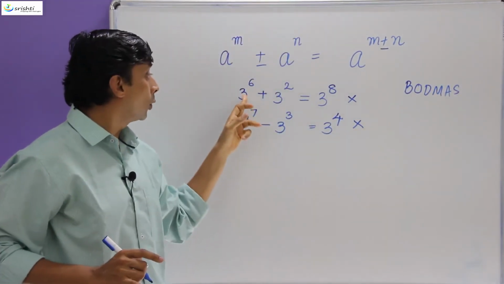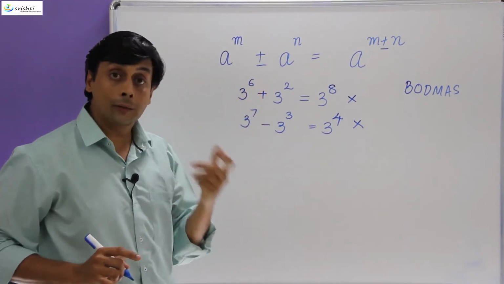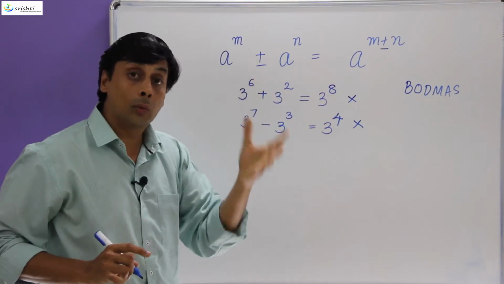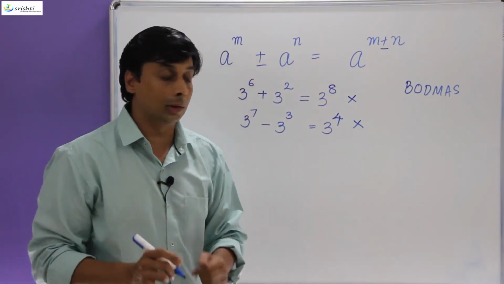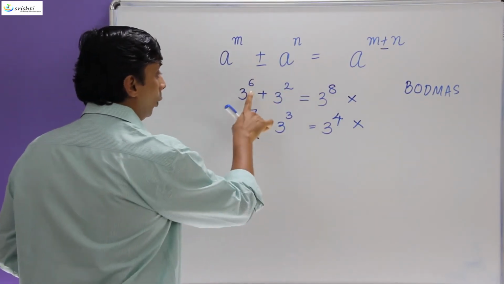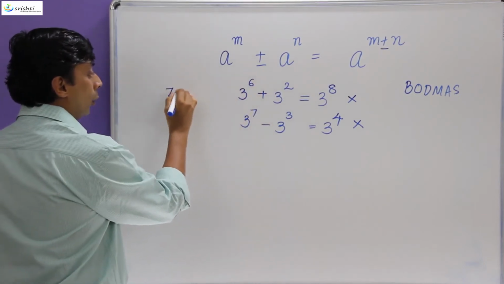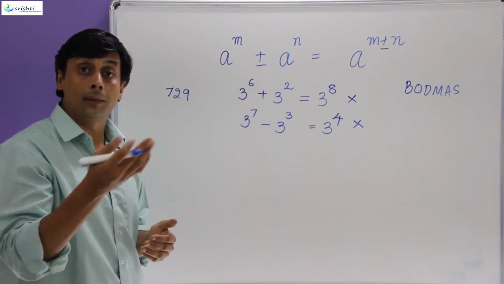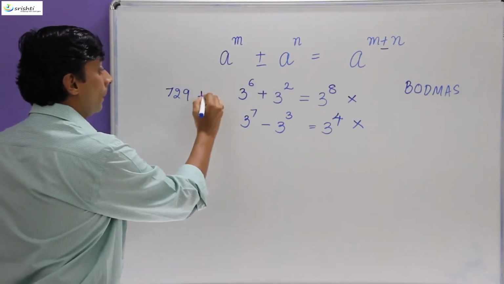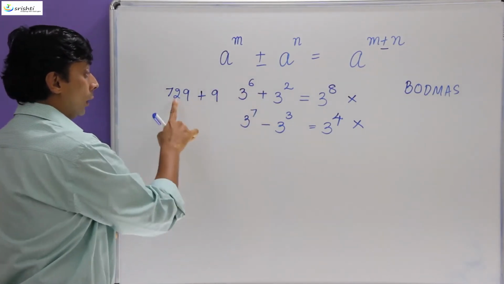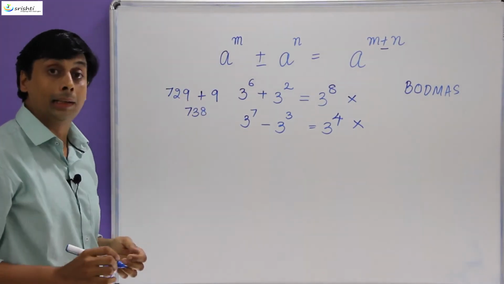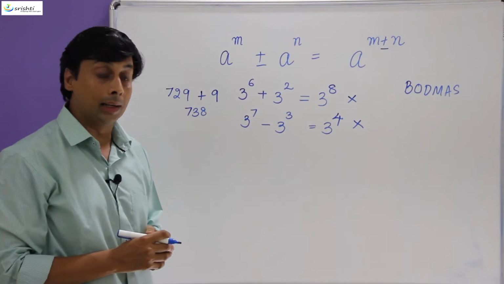That means you are supposed to find 3 raised to 6 first, evaluate it separately, and then evaluate 3 square separately and then add the two. So the right way of doing it would be 3 raised to 6 is going to be 729. 3 raised to 6 is 3 multiplied by itself 6 times, plus 3 square is going to be 9. So 729 plus 9 is going to be 738, and that's going to be your right answer.